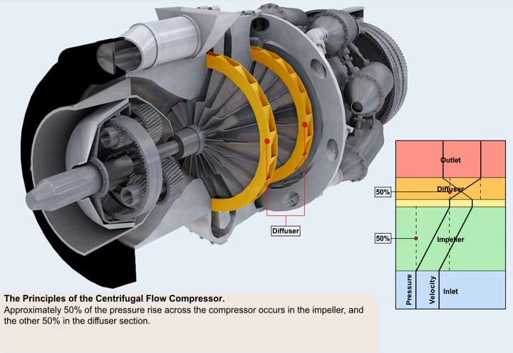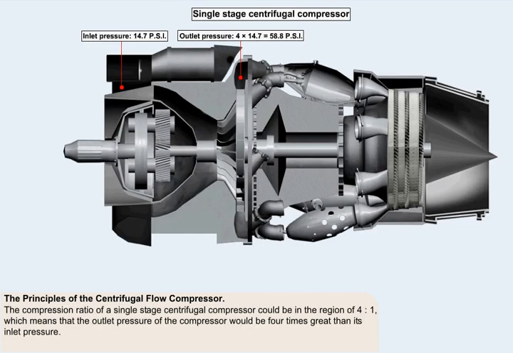As you can see from the graph, in practice approximately 50% of the pressure rise across the compressor occurs in the impeller, and the other 50% in the diffuser section. The compression ratio of a very efficient single-stage centrifugal compressor would be in the region of 4:1. This means that the outlet pressure of the compressor would be 4 times greater than its inlet pressure.